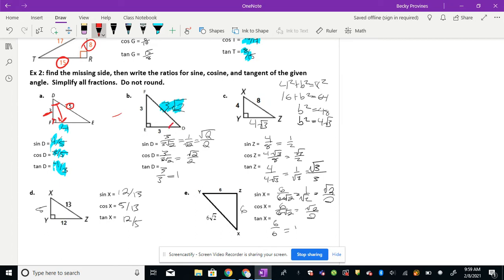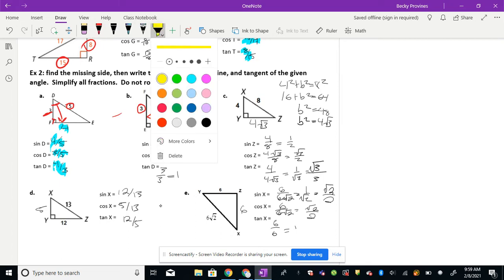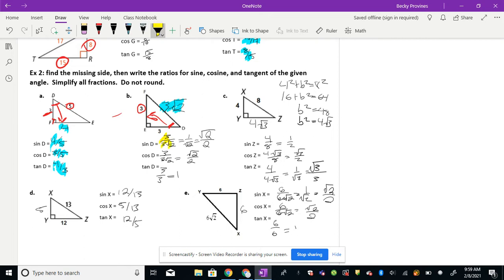So if we're taking the sine of angle D, we've got the opposite, which is 3, over the hypotenuse, which is 3 root 2. So we take 3 over 3 root 2. That's written right here. But now we have two things. First off, we have a 3 and a 3 in the numerator and denominator. We can simplify that. And we also have a root 2 in the denominator, which we can't have.